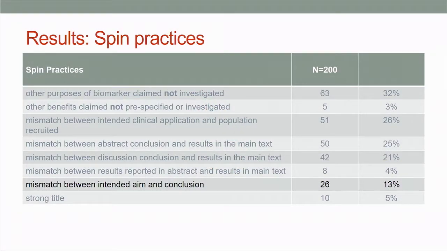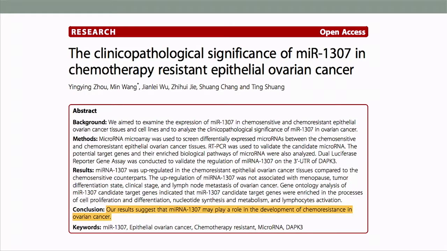We also identified mismatch between the intended aim and the study conclusion. For example, in this prognostic study, they investigated which microRNAs are differentially expressed in chemosensitive ovarian cancer tissues. In the conclusion, they summarized that the microRNA 1307 that they found may play a role in the development of chemoresistance in ovarian cancer. However, the cross-sectional design of the study doesn't permit conclusions about immunological mechanism affecting tumor progression.